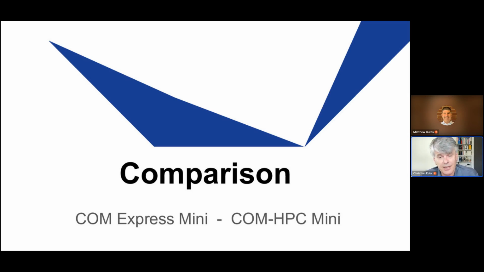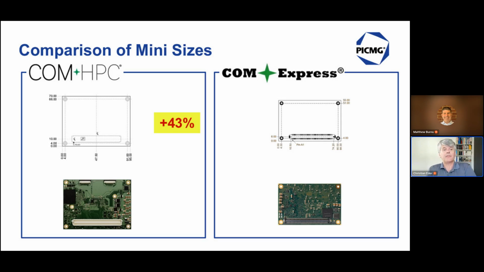Of course, COM-HPC is not the first standard which defined a Mini form factor. Also, COM Express defined a Mini form factor, and let's compare those two. On the left-hand side, you see the COM-HPC size with 70 by 95 millimeters, while on the right-hand side, the COM Express Mini is 55 by 84 millimeters. Much closer to a credit card size. COM-HPC is slightly larger. Just in square millimeters, it's 43% more.